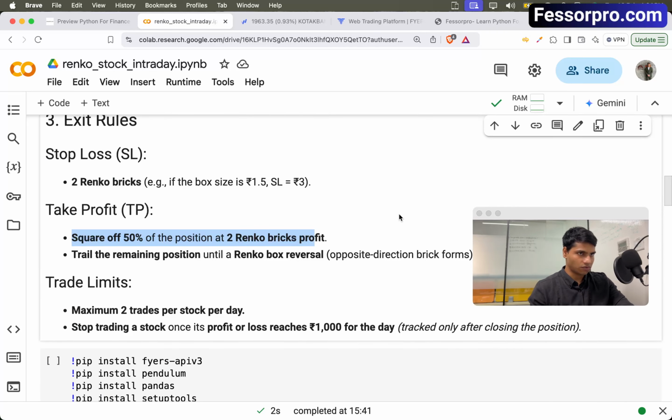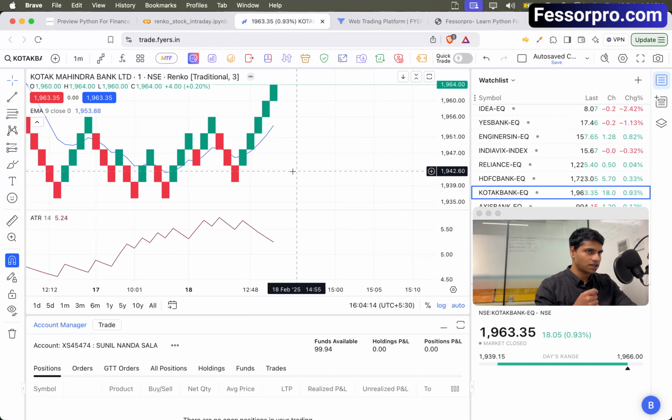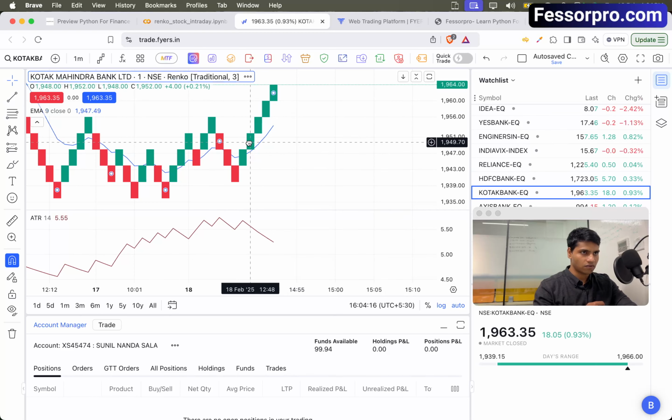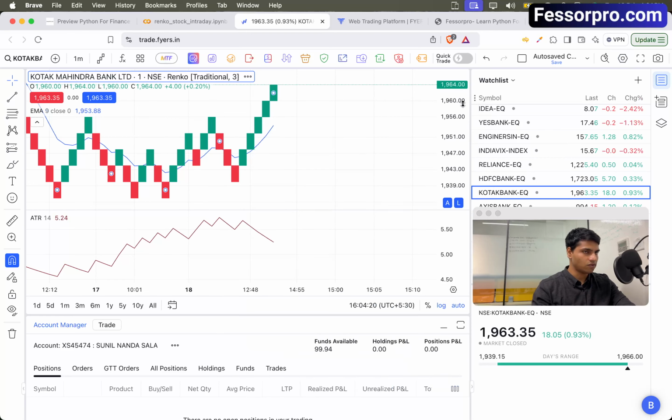I'll just quickly revise what we are doing. First, we are calculating ATR by using the previous day's 5-minute candles. Once we have the ATR, we are using that value as the brick size. So in this example, I'm taking brick size as 4. Once we have the Renko chart, we are including the EMA. Now EMA is calculated on Renko closing, not on the candle closing.